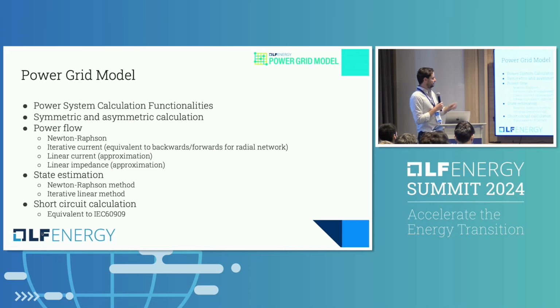And then we have two approximation methods, linear current and linear impedance, which can be really useful because if you are doing calculations for the coming 40 years, then you don't need really accurate calculations, you need really fast calculations, because the error in your data is way larger than the error that will be introduced by an approximation method.